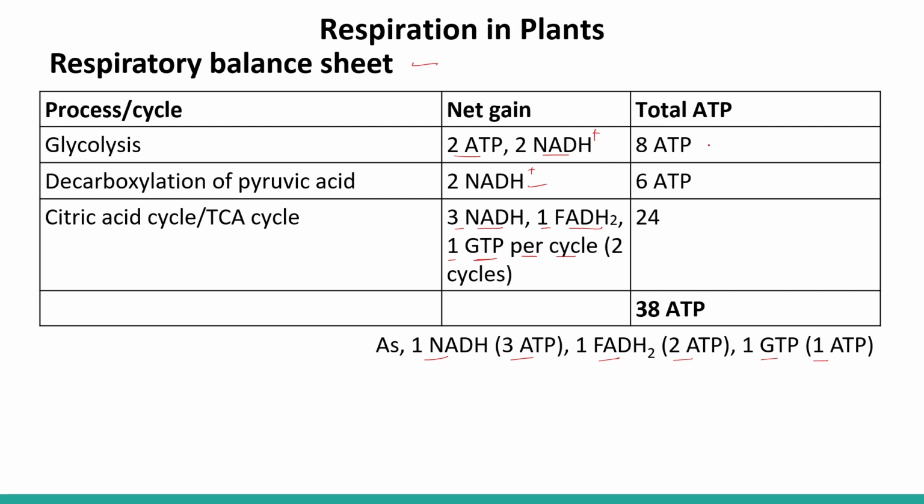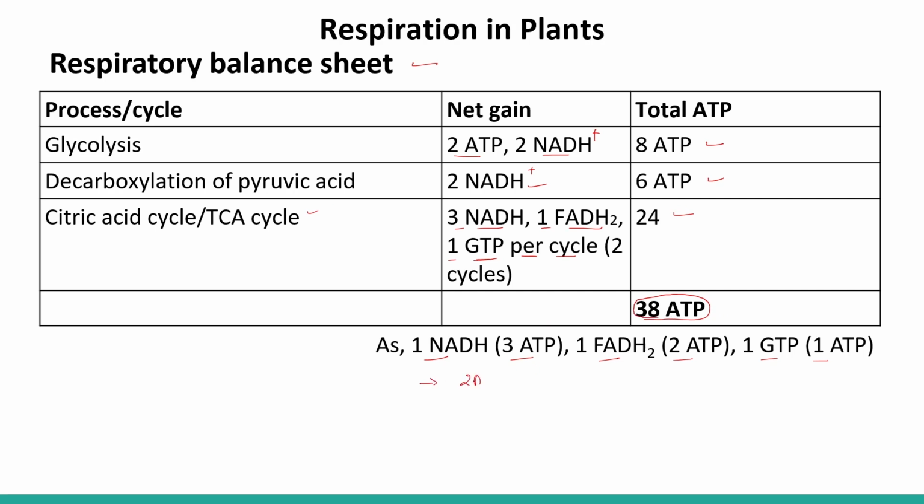So accordingly, 8 ATP are produced in glycolysis, 6 ATP are produced during oxidative decarboxylation of pyruvic acid, and 24 ATP are produced during the Krebs cycle. In total, 38 ATP are produced.